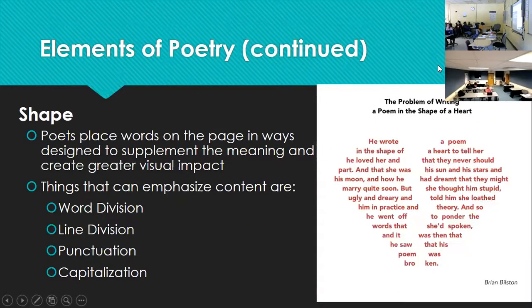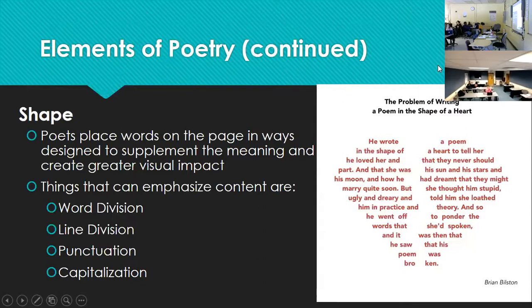Then we have shape. A lot of poets use shape to create a visual impact to the meaning of the poem. And you'll see here that I have an example that's a poem written in the heart. And if you read through the whole poem, you see the whole thing.